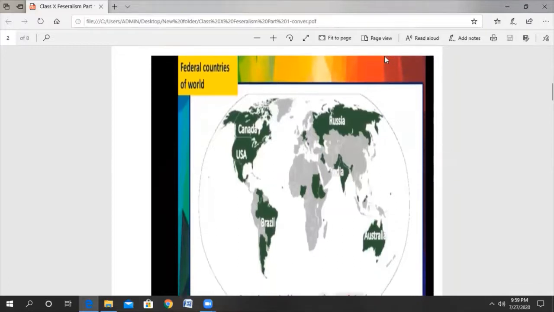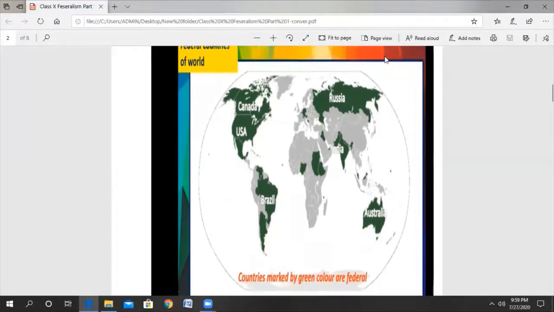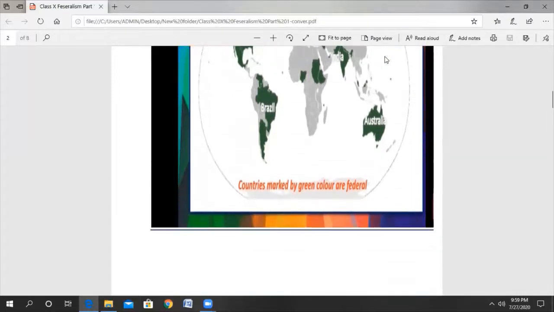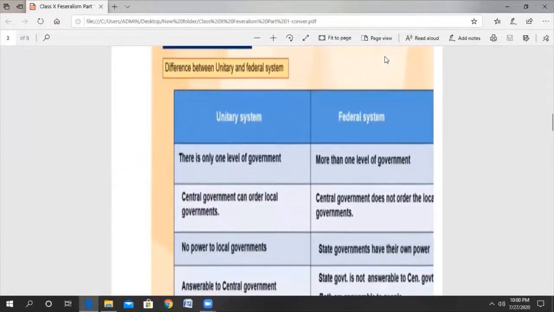In the second slide, we can see certain countries marked in green color. These are the countries which are following a federal form of government. The countries which are big in dimensions follow federalism, because that is easy for the execution of powers. Now let's move on to the next slide, explaining the unitary system and federal system.